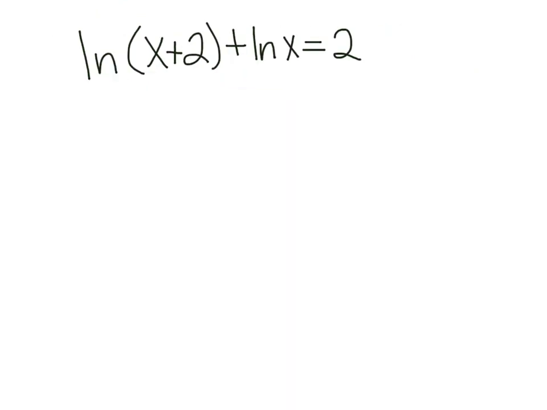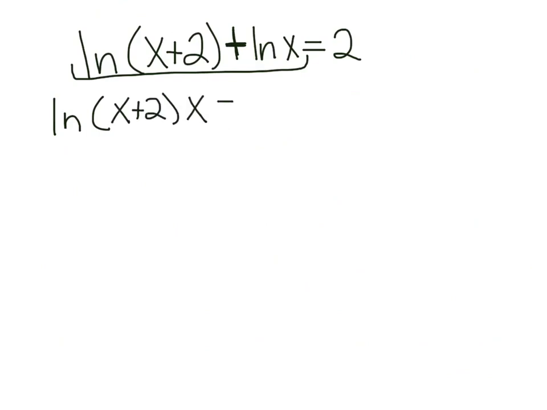Okay, here's another one of those. We have the natural log of x plus 2 plus the natural log of x equals 2. So we need to condense this down into the natural log of, and then once again it's addition, so it turns into multiplication, x plus 2 times x, equals 2. So this one's very similar to the one we just did.